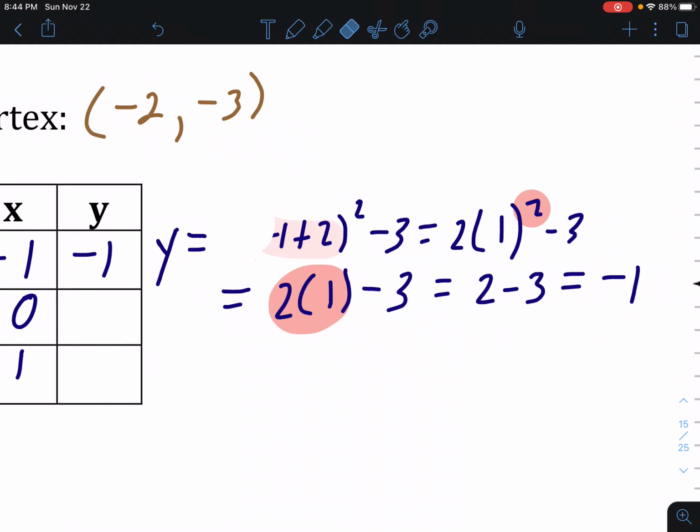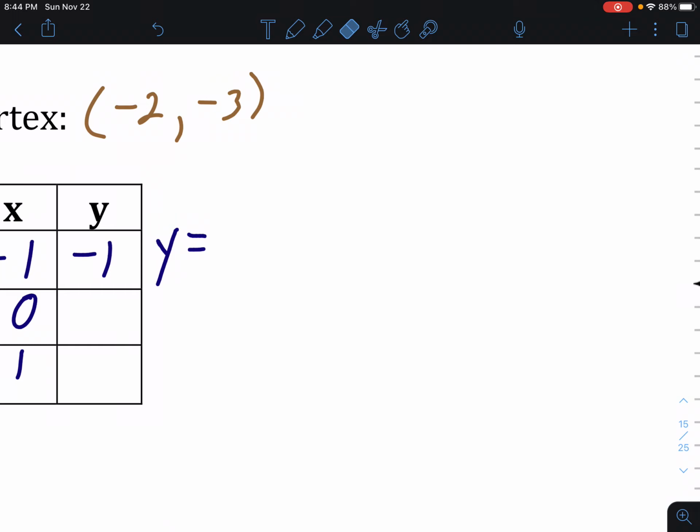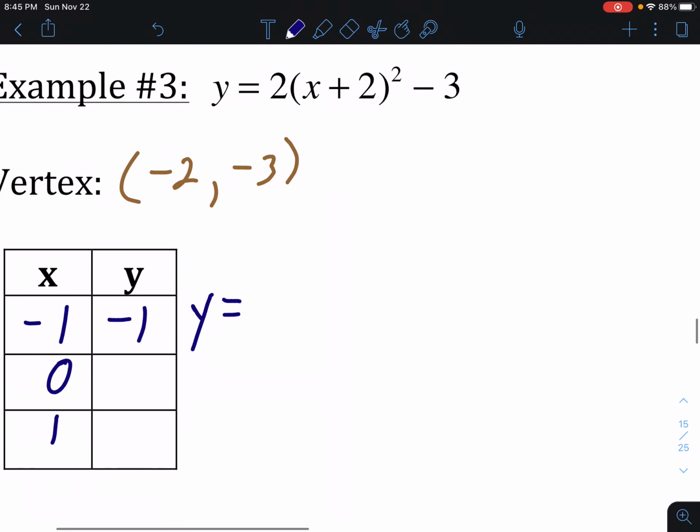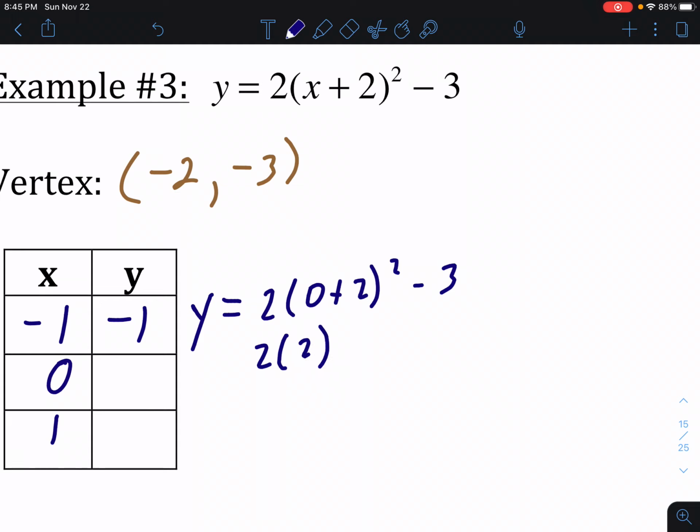Let me erase that. And now we're going to do the 0 into the formula. Parentheses, exponent, 2 squared is 4, times, and subtract to get 5.